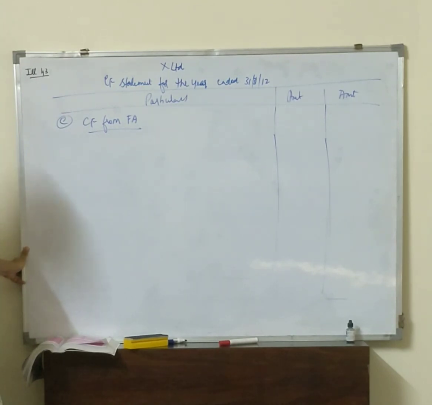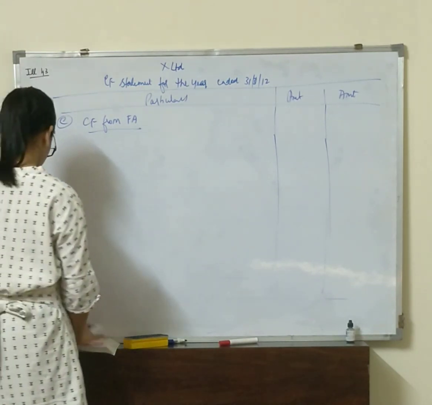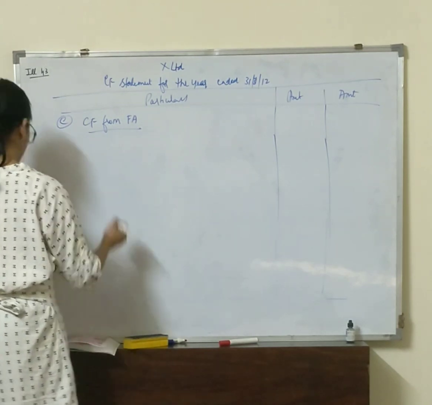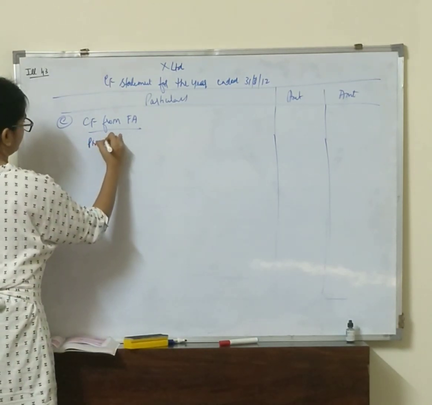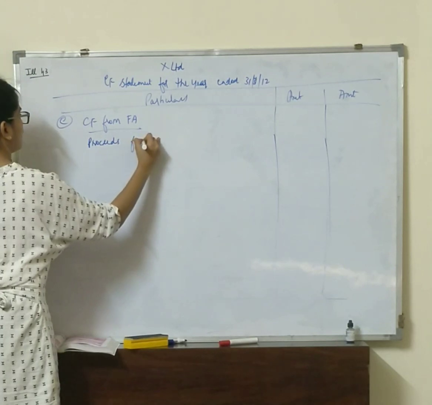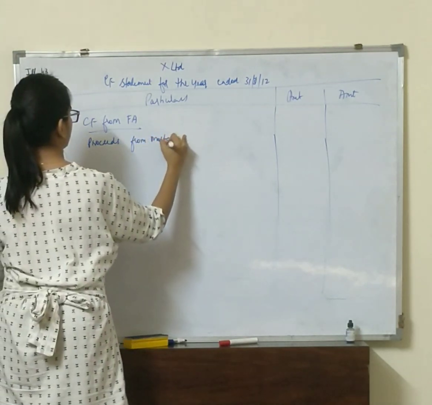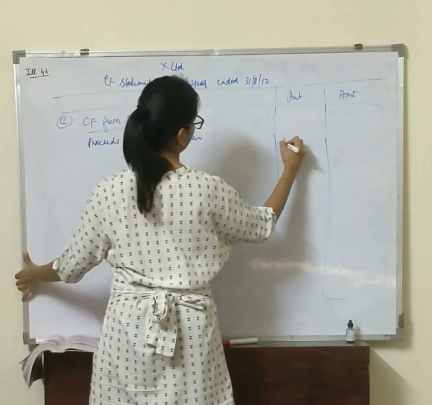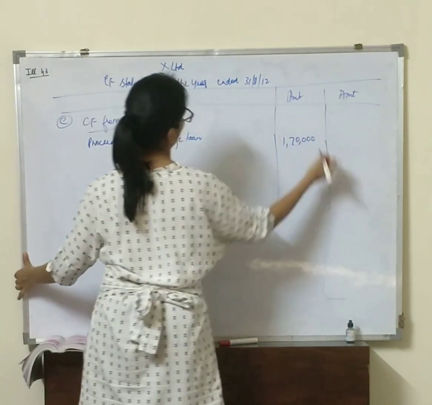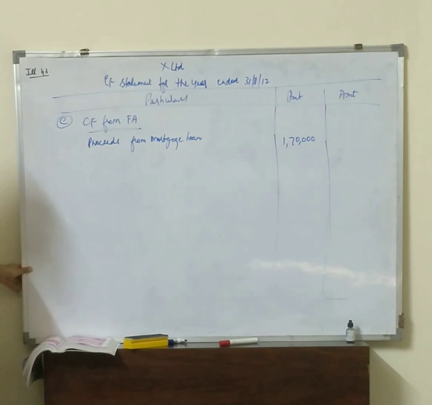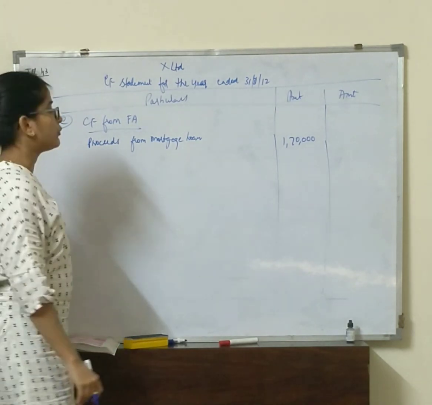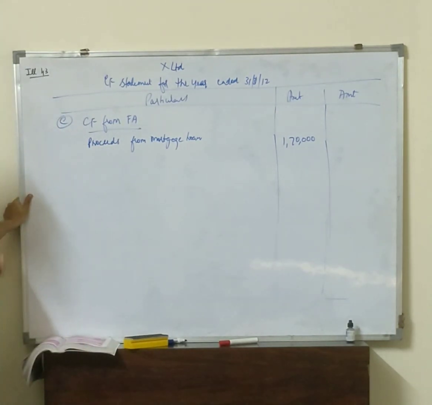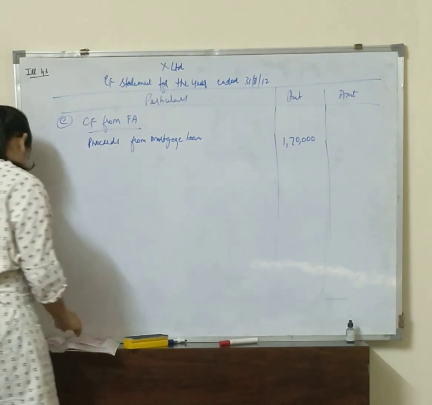We have taken a long term loan. Long term loan is nothing but a mortgage loan. So we write proceeds from mortgage loan. How much is it? 1,70,000. Why is it a positive figure and not negative? Because we have cash inflow. We have taken a loan from a third party, which means money is coming into our firm.